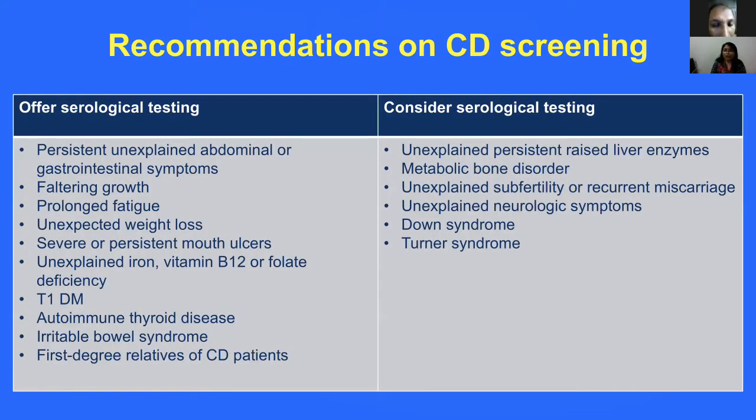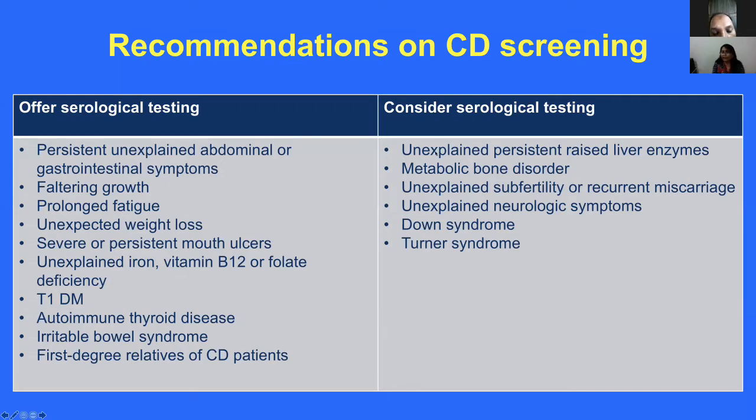Then comes how and when we should recommend celiac disease screening in patients. What are the underlying conditions in which we should screen? One is persistent unexplained abdominal pain, growth retardation, patients with fatigue, patients with unexpected weight loss, severe mouth ulcers, unexplained iron, B12 or folate deficiency, patients with type 1 diabetes mellitus, autoimmune thyroiditis, IBS, and first-degree relatives of celiac disease.